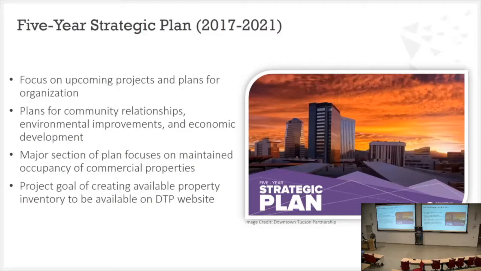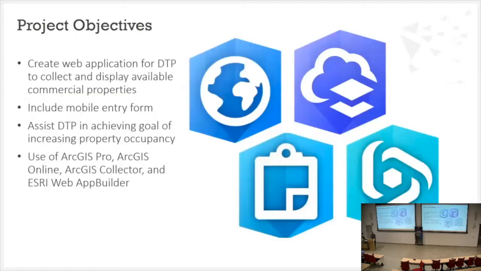And this plan documents what the board of directors are interested in for the community, what they see as priorities for improvement. And in the most recent plan, one of the major areas of focus was on increasing the occupancy of existing commercial properties downtown. So one of the project goals that the Downtown Tucson Partnership listed in response was to create an available property inventory that could be available on their website and updated in real time.